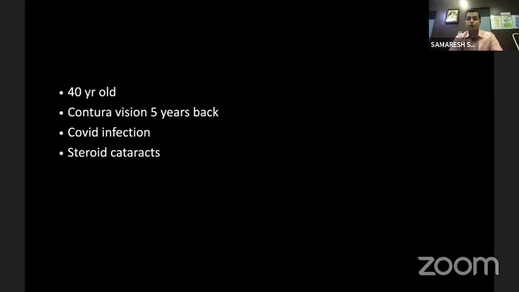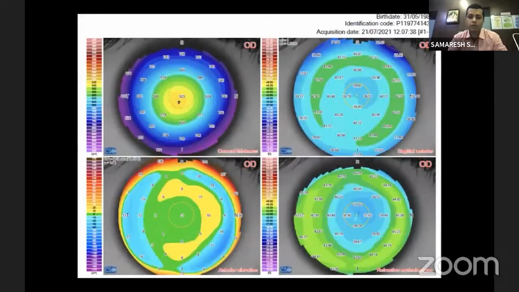So with this, I will show you some real life examples rather than some theory, because this is what actually happens in the field. So this is a patient who's about 40 years old, and he's had Contoura femto LASIK, Contoura vision about 5 years back. He landed up having a COVID infection and developed steroid cataracts in both the eyes, early PSCs, but being a patient with active lifestyle, he had to undergo surgery.